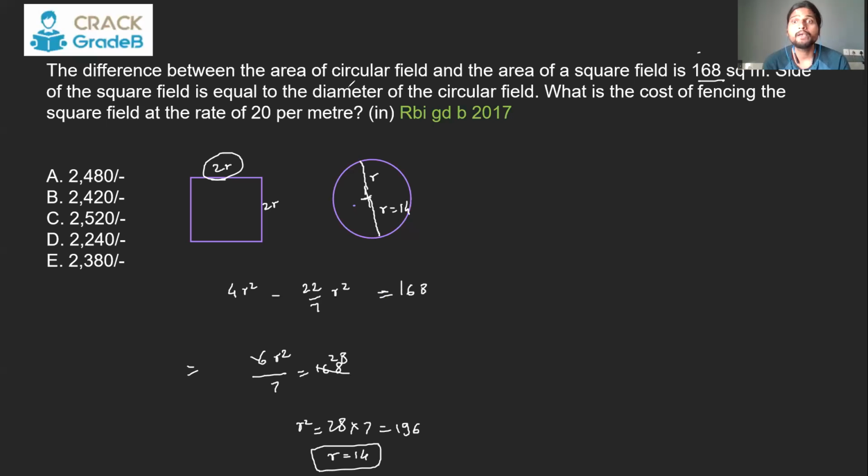They are asking, what is the cost of fencing the square field? If you put r as 14 here, that becomes 28, 28. Both the sides are 28, 28. You have to fence. Fence means the perimeter.